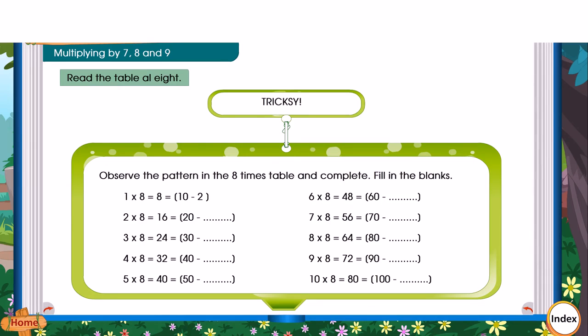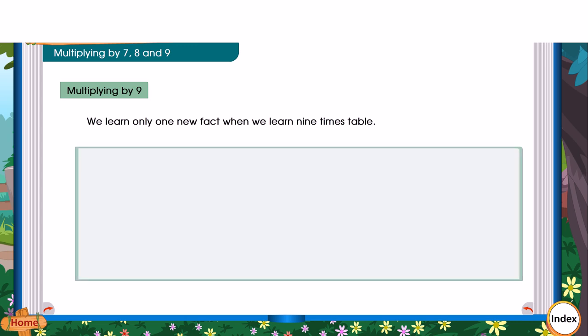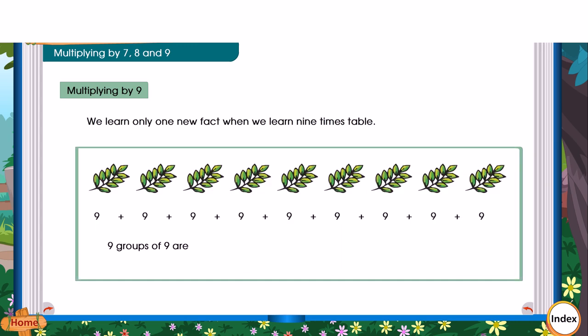Observe the pattern in the 8 times table and complete. Fill in. Multiplying by 9. We learn only one new fact when we learn 9 times table. 9 groups of 9 are 81. 9 into 9 is equal to 81.